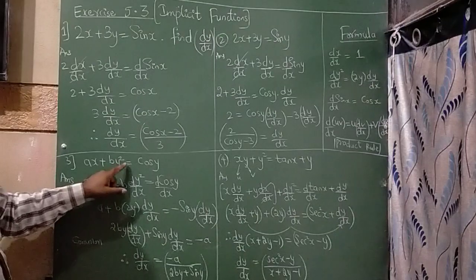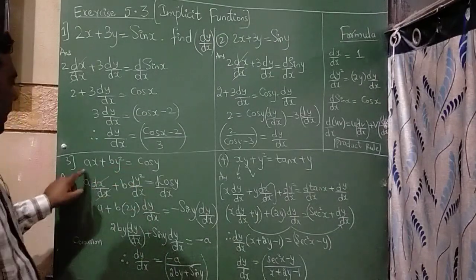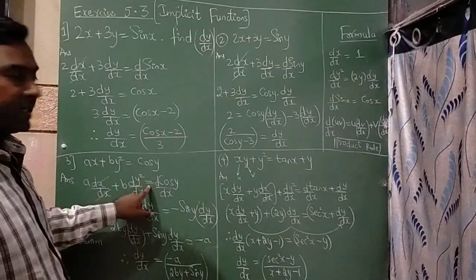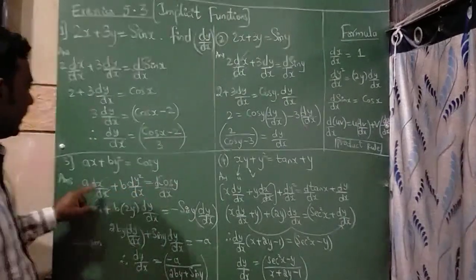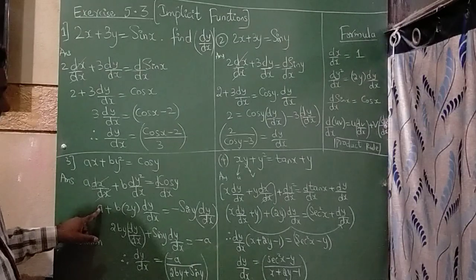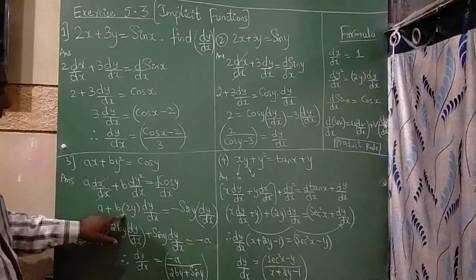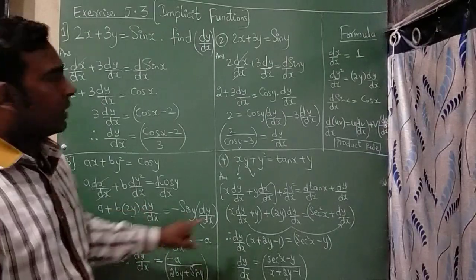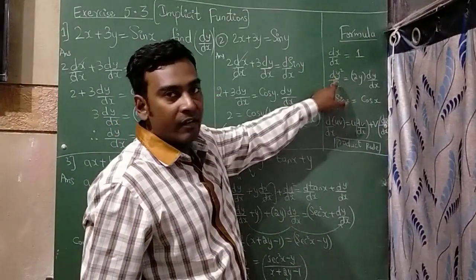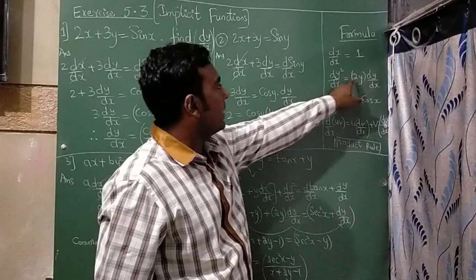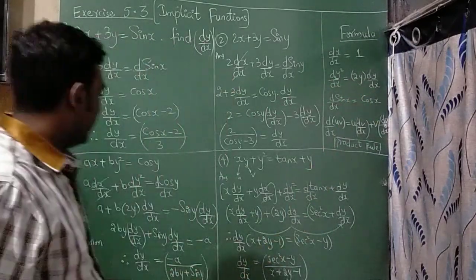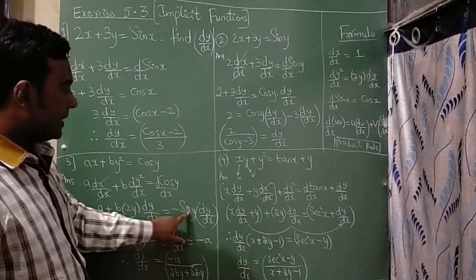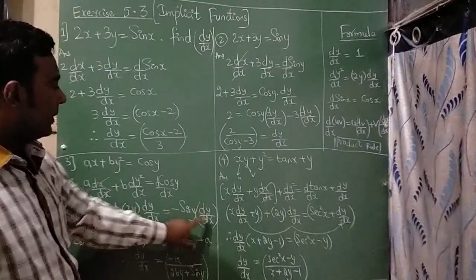Ax plus by square is equal to cos y. Now a d by dx of x plus b d by dx of y square is equal to d by dx of cos y. Dx get cancelled, only a is remaining, plus b d by dx of y square is 2y dy by dx. In the formula I have written here, d by dx of y square is 2y dy by dx. Fine. Now d by dx of cos y is minus sin y dy by dx.